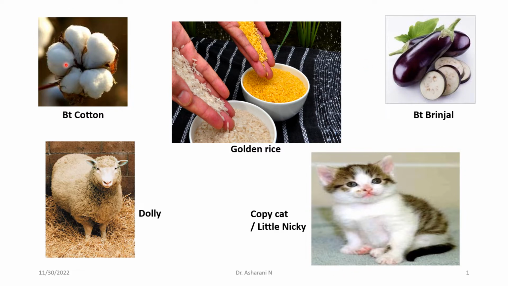Looking at these images, what will come to your mind? This is Bt cotton, this is golden rice, this is Bt brinjal, this is Dolly, this is CC or copycat. Looking at all these images, what we get in mind is the molecular biology technique, that is recombinant DNA technology. These are all genetically modified crops or animals which have revolutionized molecular biology as such.